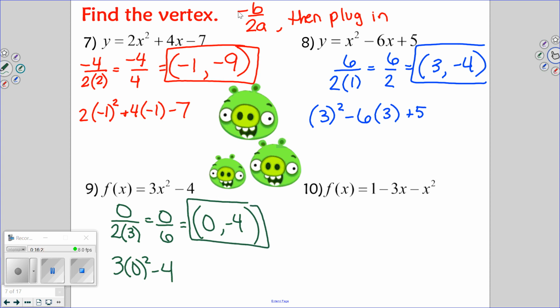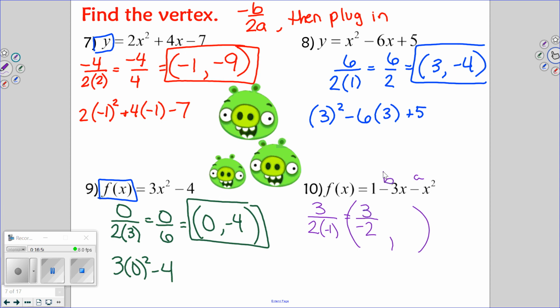I want you guys to try number 10 on your own. All right, let's try this, guys. Let's see how we did. So first part is negative b. What's my b value? Yeah, my b value is the negative 3. So negative 3 is positive 3 over 2 times a. What's a? Negative 1. It's over here. So that's going to be 3 over negative 2, which does not simplify. Okay.